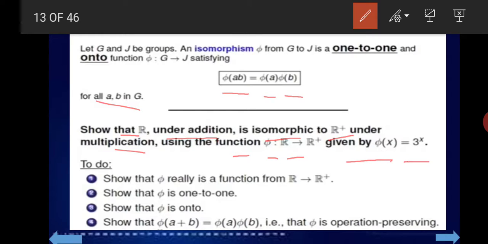to the x. And to do that, we're going to show that phi is a function from R to positive R, show that phi is one-to-one, and show that phi of ab is equal to phi of a, phi of b. That is, phi is operation preserving. And let's do it.